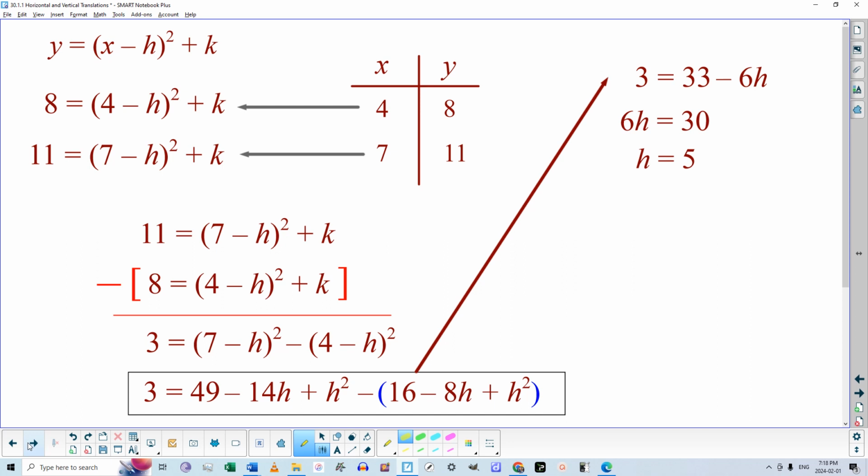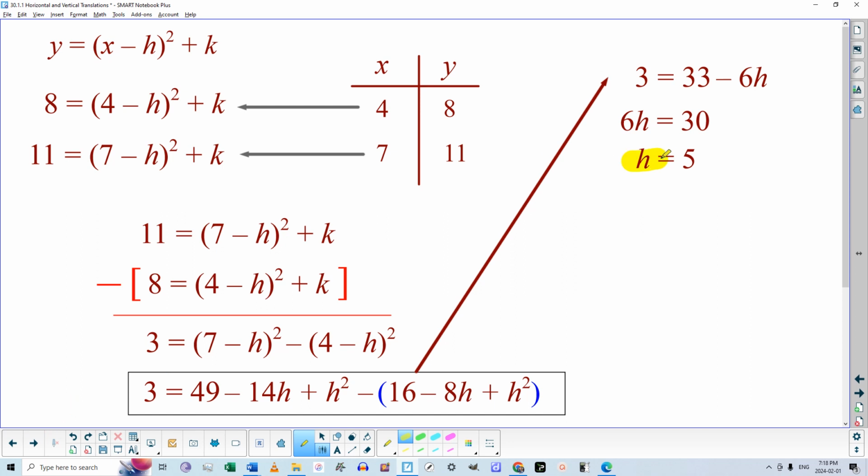So now we know one of the parameters. And the question itself, I hope you read the question if you're following along. We're trying to find those two parameters. We're trying to find the value of h and k. So how do we find k now?